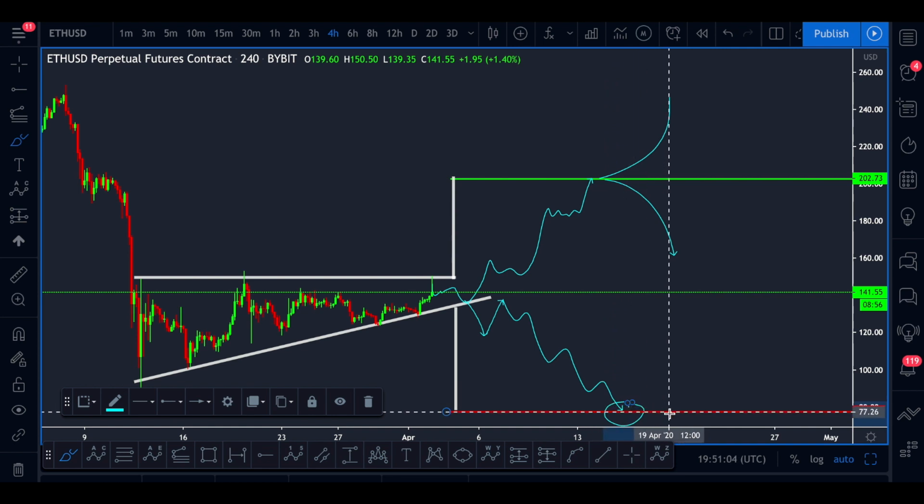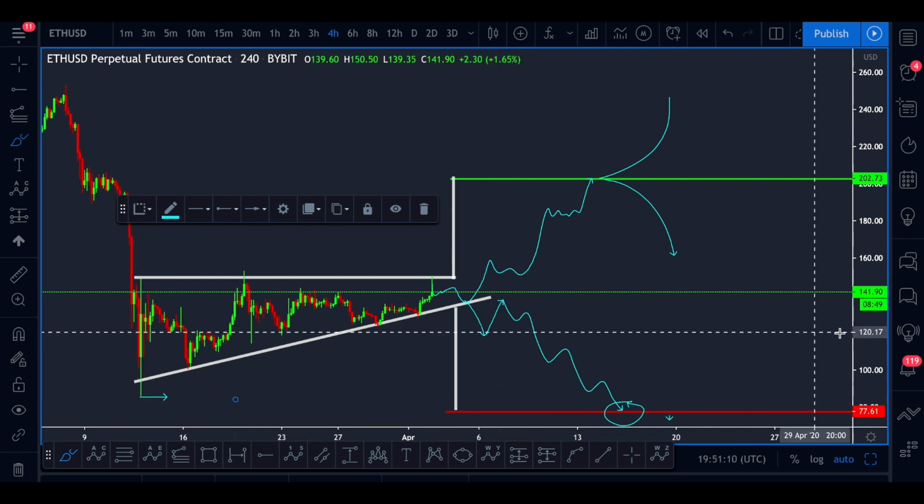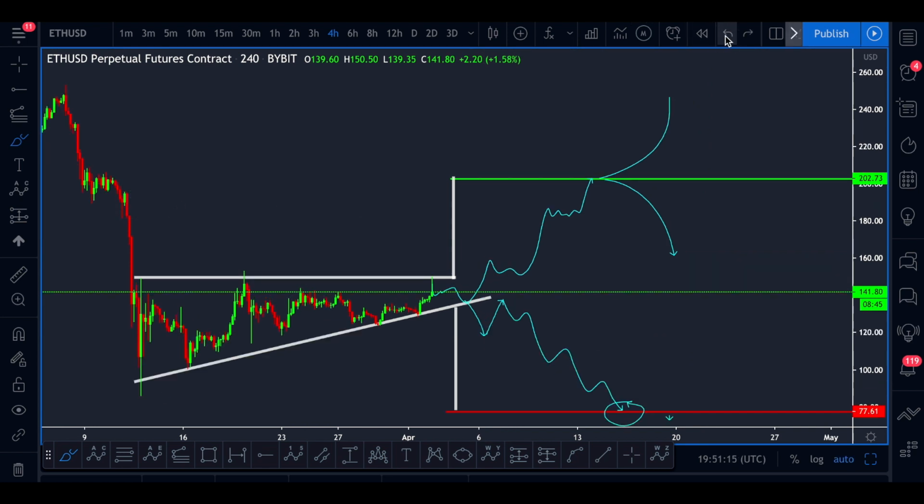And if that's the case, I'm pretty sure we're going to go lower, because that's just this low right here, and we're probably going to go lower than that. So I mean, the target is probably going to end up being like 40 or something like that if we break down. So that's the play, basically.